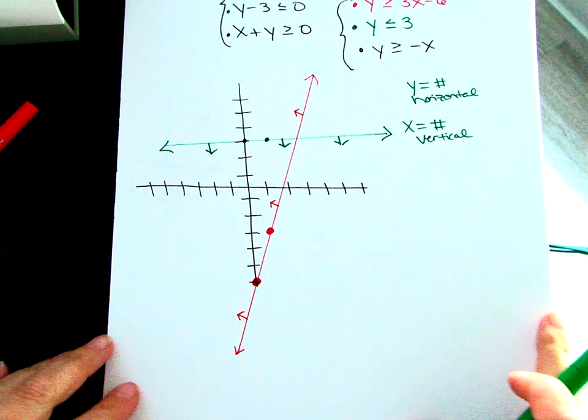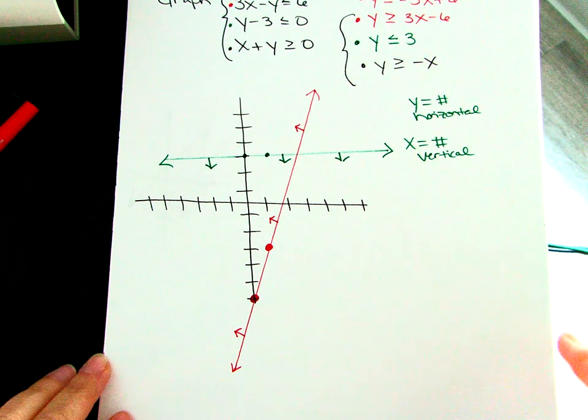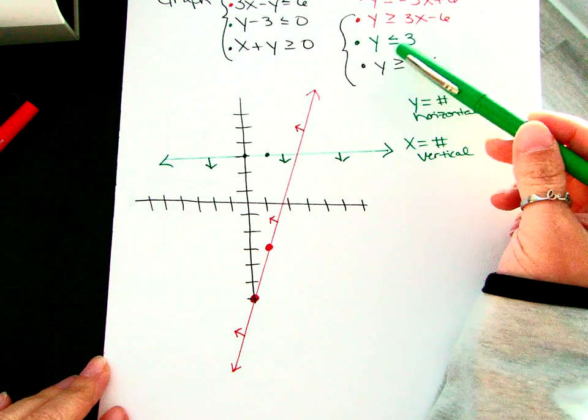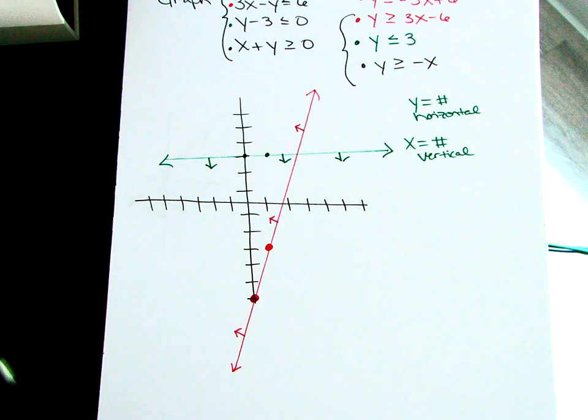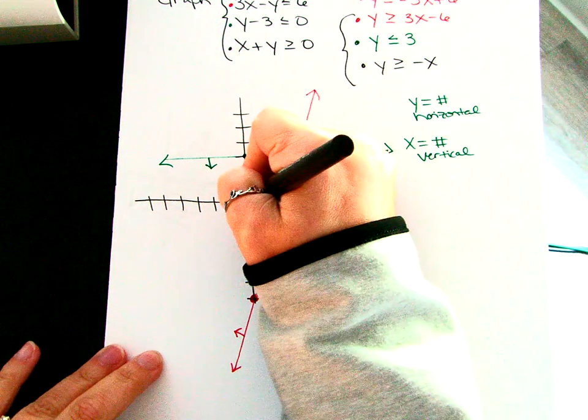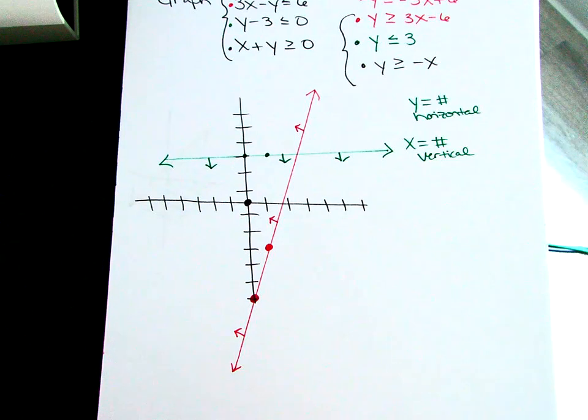So we have this last one. y is greater than or equal to negative x. What is the y-intercept for that inequality? 0. And what is the slope? Negative 1. So I go down 1, right 1.